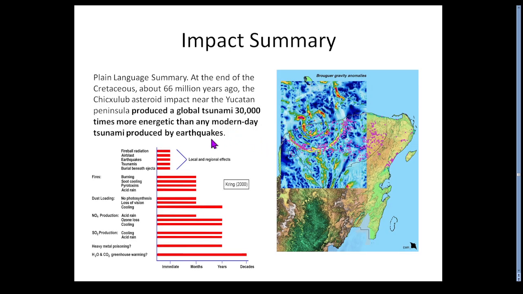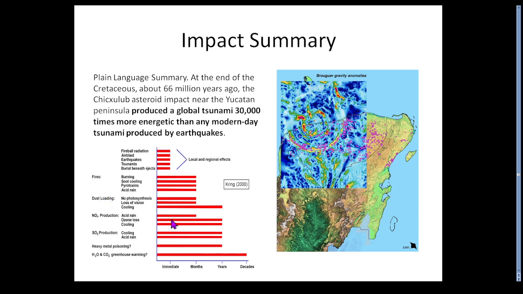Impact summary. These are sort of the results. Plain language summary: at the end of the Cretaceous about 66 million years ago, the Chicxulub asteroid impact near the Yucatan Peninsula produced a global tsunami 30,000 times more powerful than any modern day tsunami produced by today's earthquakes. So, I mean, 30,000 times bigger than the Indian Ocean or the Japanese one. I can't even imagine what that would do.